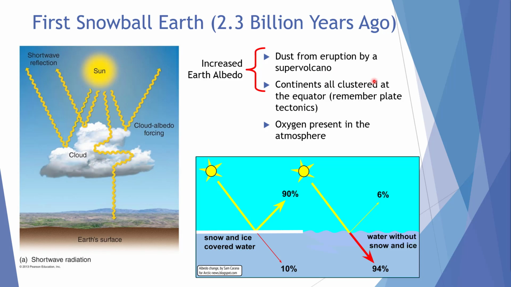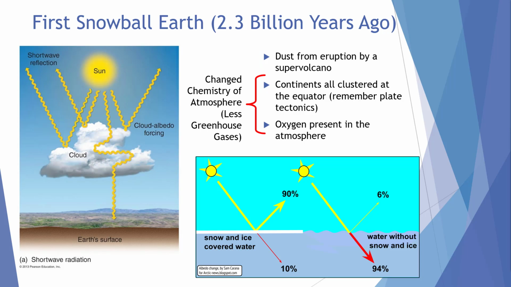So dust from the eruption by a supervolcano, which would have put particulate matter in the atmosphere, which would have reflected the sun's incoming radiation, and the continents all being clustered at the equator would have reflected a lot of incoming solar radiation. So the continents at the equator really reflecting that light is because continents or landmass tends to have a higher albedo than water because it tends to be lighter. And the tropics at the equator get a lot more solar radiation. So if you're reflecting more of that tropical sun back out and not absorbing it, that's going to decrease the heat.